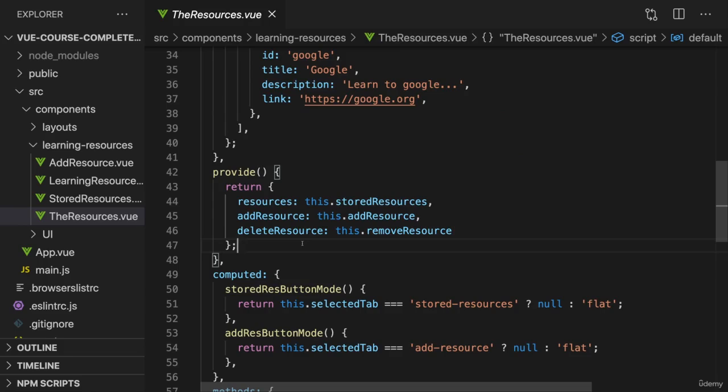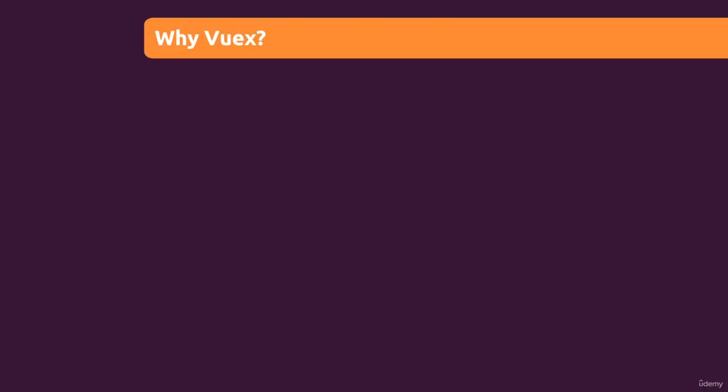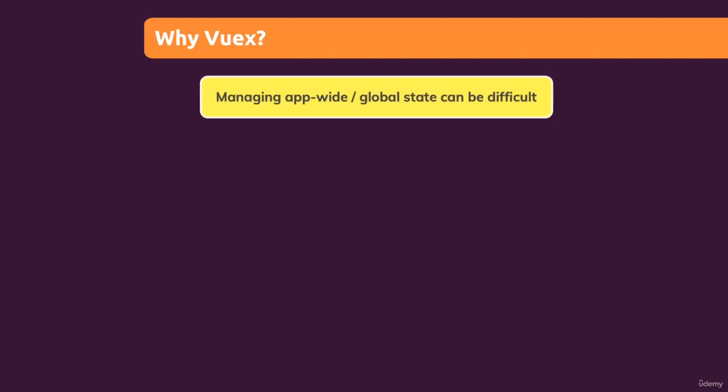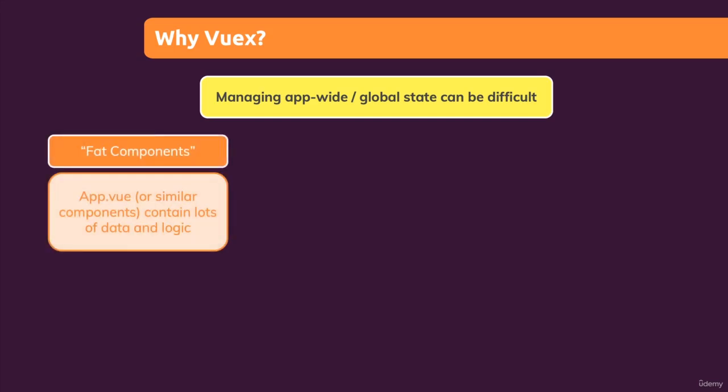In addition, provide and inject can have some tricky problems regarding reactivity. It depends on which data you provide and inject. And whilst there are solutions for all possible problems you could face, a solution like Vuex in the end might be the best solution. Now, why exactly is Vuex a good solution though? Why might it be worth a look? As I just outlined, managing app-wide or global state can be difficult. You end up with such fat components which have a lot of logic in them, which isn't needed for the component template, but in other components of the app.